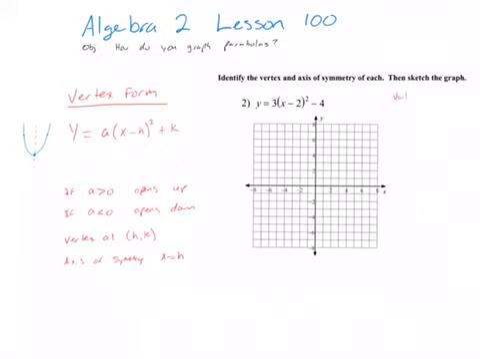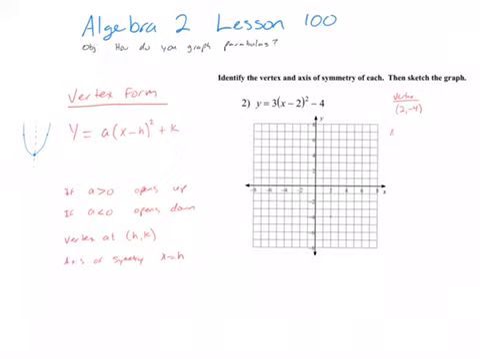Vertex is going to be the point 2, comma, negative 4. And again, I got that from in here, the opposite of the one inside and just this one outside, 2, negative 4. I'm going to go ahead and graph that point, where x is 2 and y is negative 4. It's going to be right there.